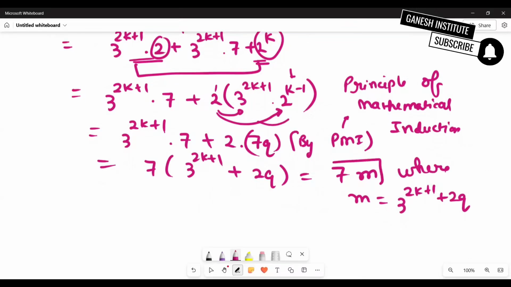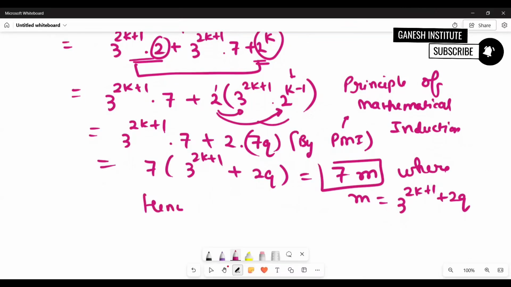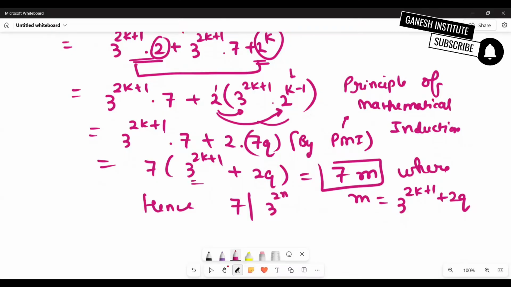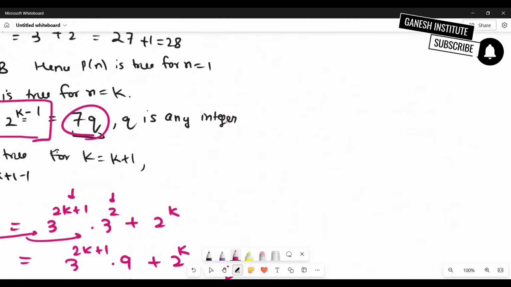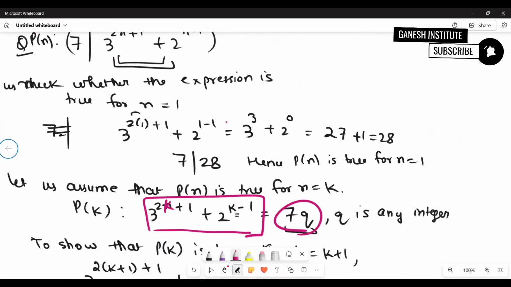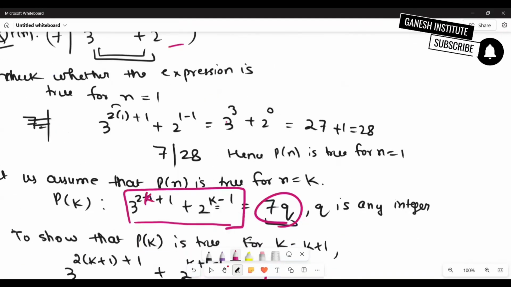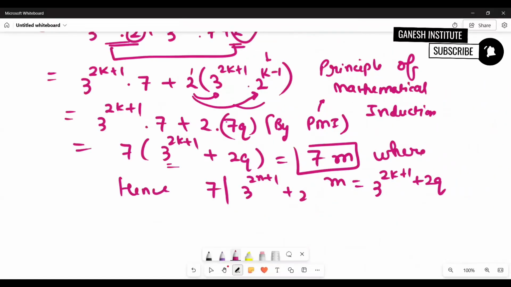So this is 7m. Hence, 7 divides 3 raised to power 2n plus 1 plus 2 raised to power n minus 1. Is this fine? Yeah.